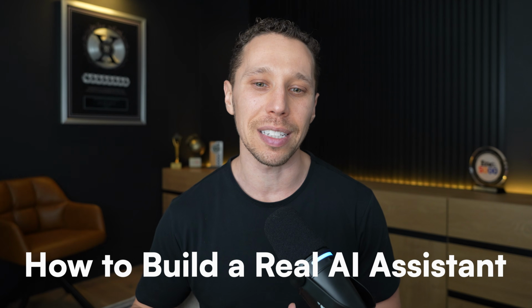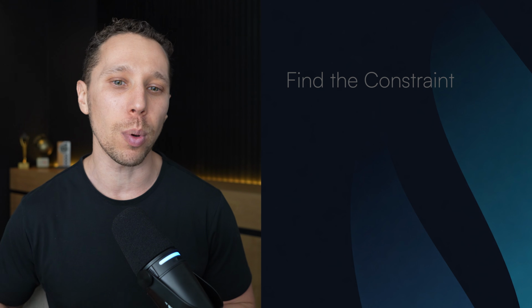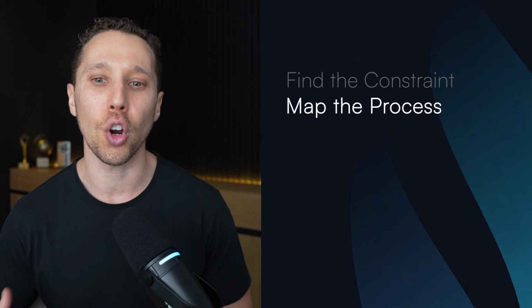So the first thing we need to do is jump in and find where the constraint is in our business. So we're going to use 5 different processes to implement a real assistant versus just a prompt. So the first thing is we want to determine the constraint. Then I'm going to go into each one of these in a little bit more detail, but then we want to map out what that process currently looks like.